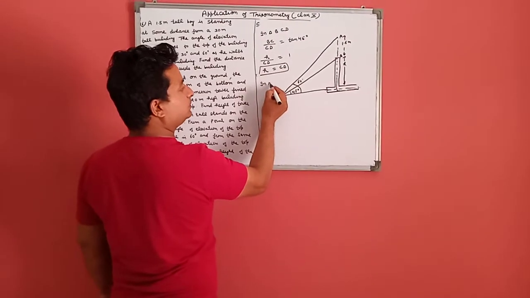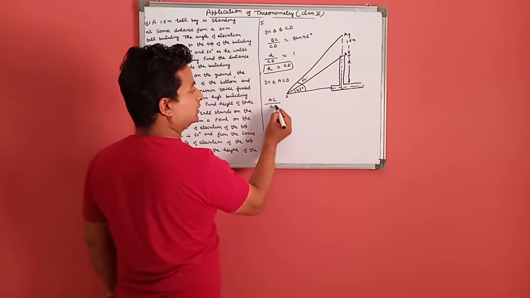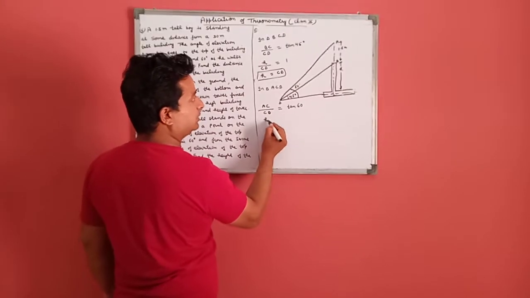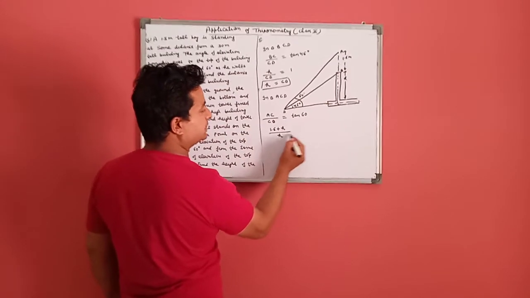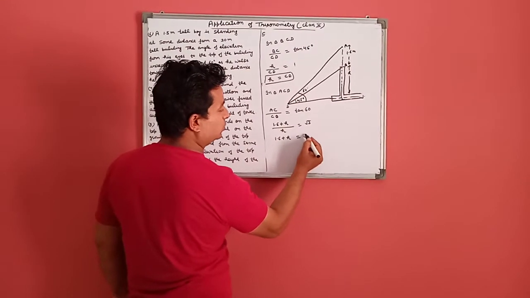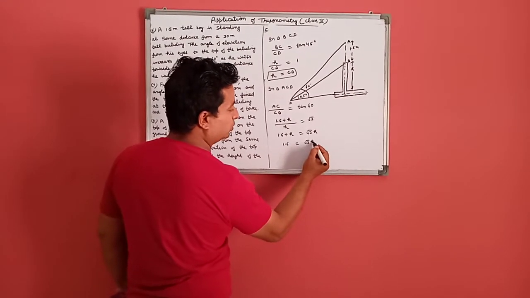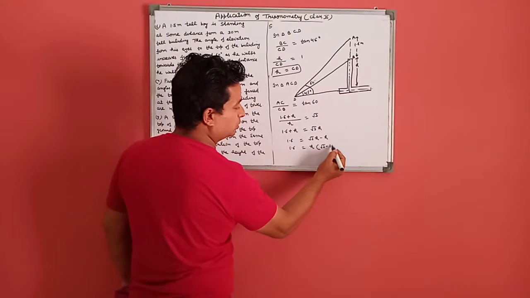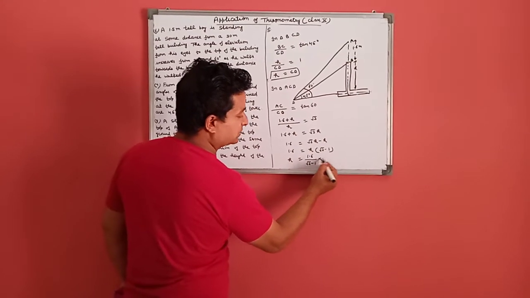In triangle ACD, AC is the perpendicular, CD is the base. This is equal to tan 60. This is 1.6 plus H. CD is H. Tan 60 is root 3, so 1.6 plus H is equal to root 3 H. 1.6 is equal to root 3 H minus H. H is common. This is root 3 minus 1. So H is 1.6 upon root 3 minus 1.